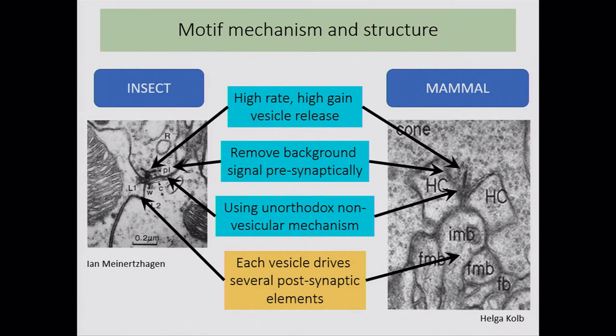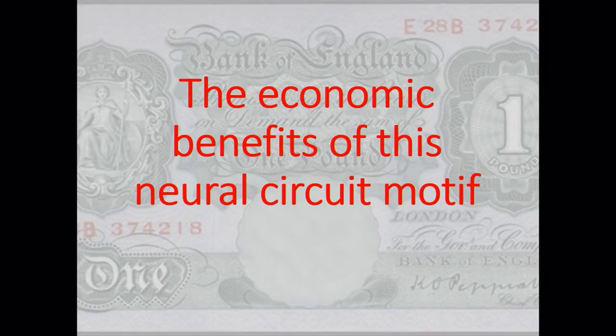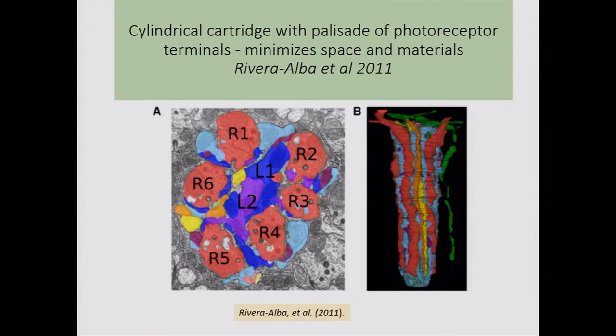So what's the advantage of this? And it turns out that the use of these mechanisms and the configuration of this little circuit have very beneficial economic consequences for the brain. And this is work that I'm currently writing up. So how can we cost the benefits of having this configuration of circuit?